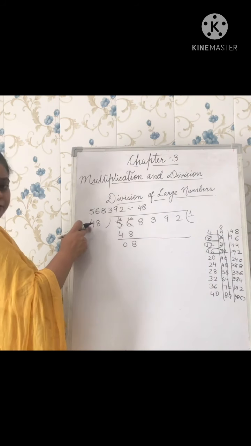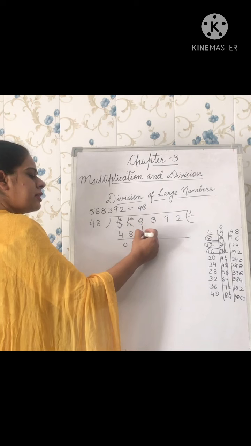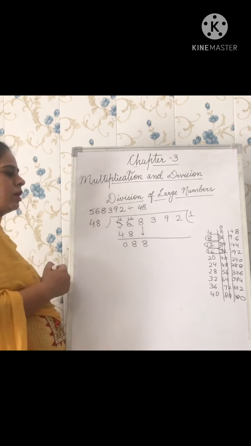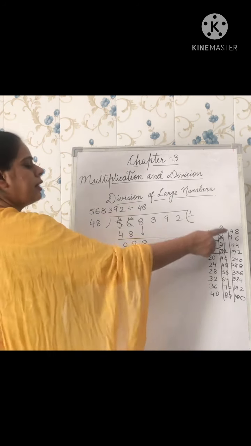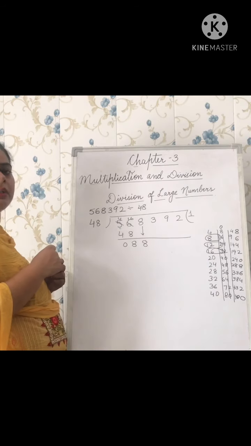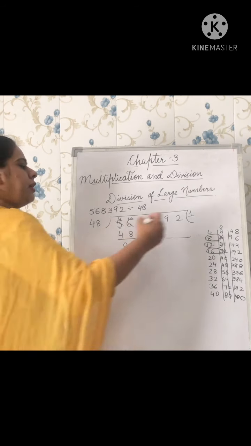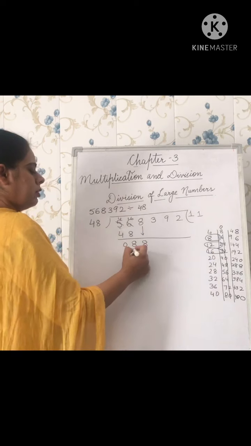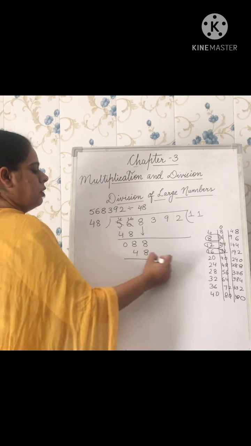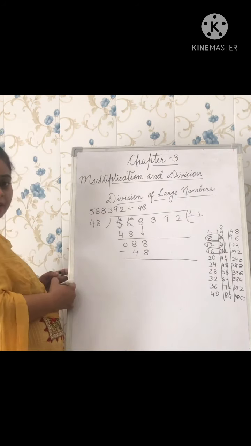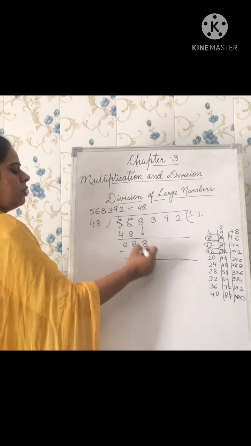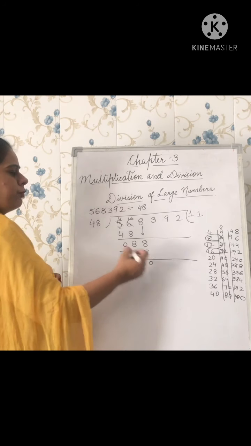Now 8 is less than 48, so you will bring this 8 down. Now what is smaller than 88? You can see in the table it is again 48, so you will write here 1 then 48. Then you will subtract it. 8 minus 8 is 0, 8 minus 4 is 4.